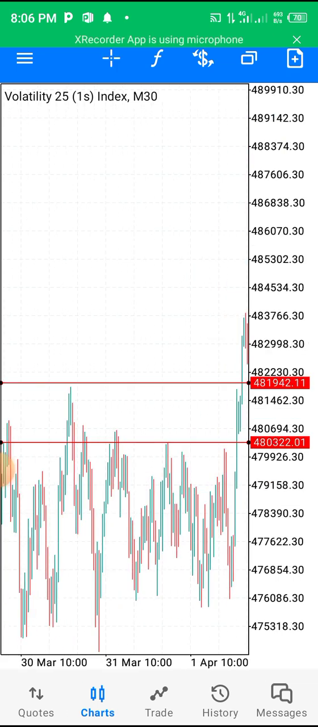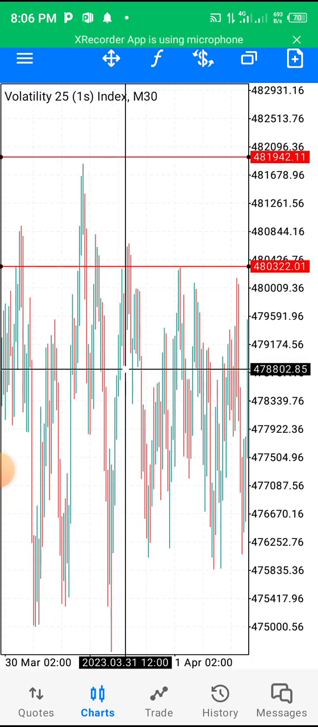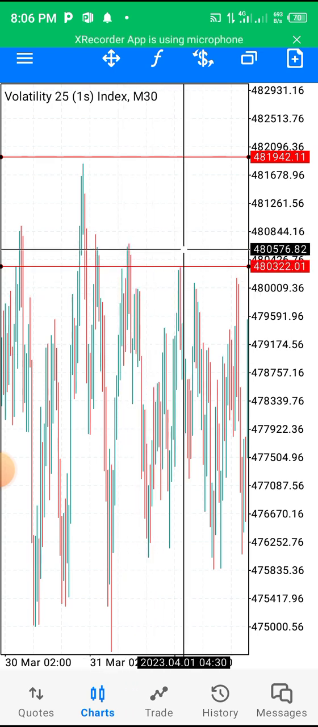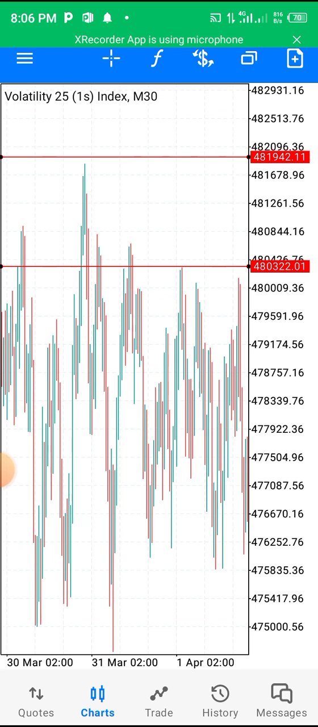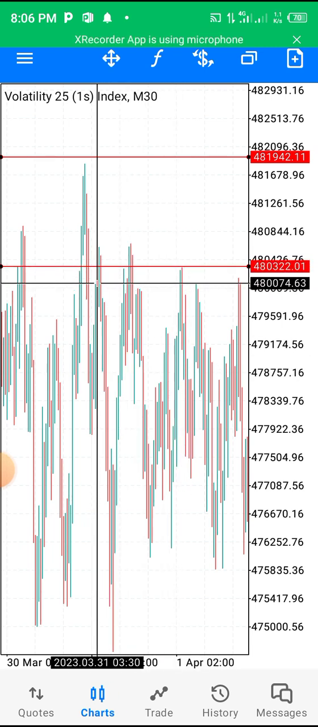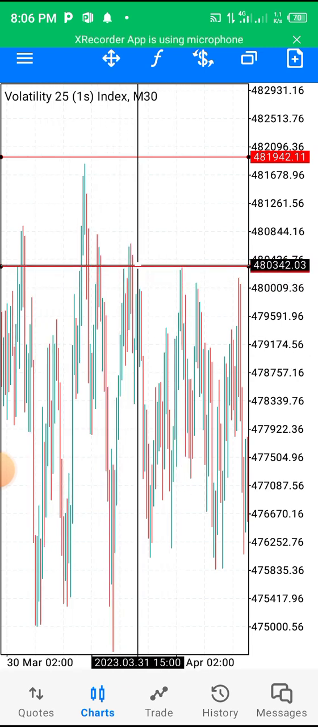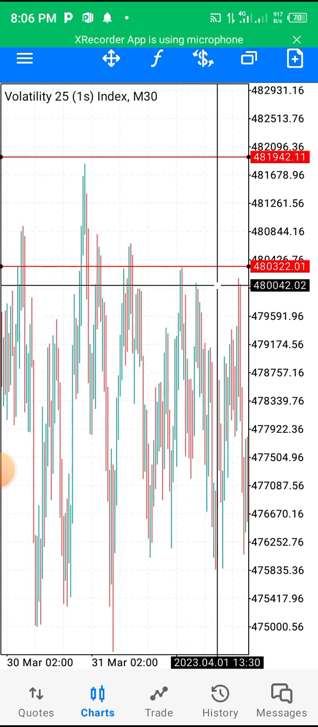Like I said, this was our resistance zone because this is a very strong zone. You see that the market keeps reversing whenever it gets to that zone. You can see so many times, when the market gets to this zone, it reverses. When it gets to this zone, it reverses.